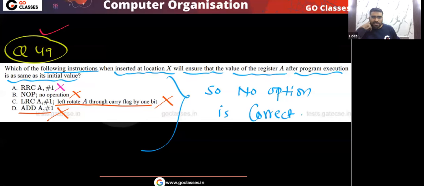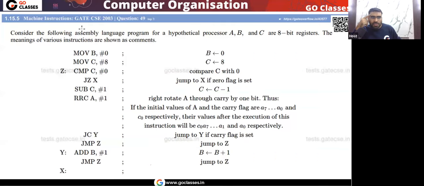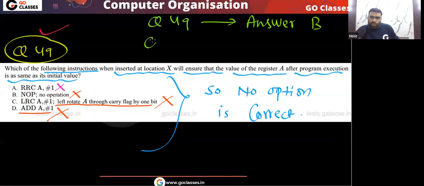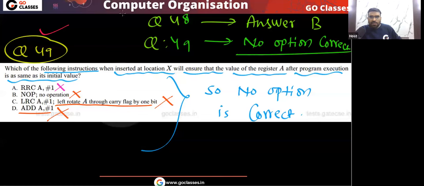Okay, this is a GATE 2003 question. For question 49, there is an answer, B. Okay, there is no problem here. But for question 48, the answer is B, but for question 49, no option matches. No option is correct. Is this clear? For this, no option is correct.